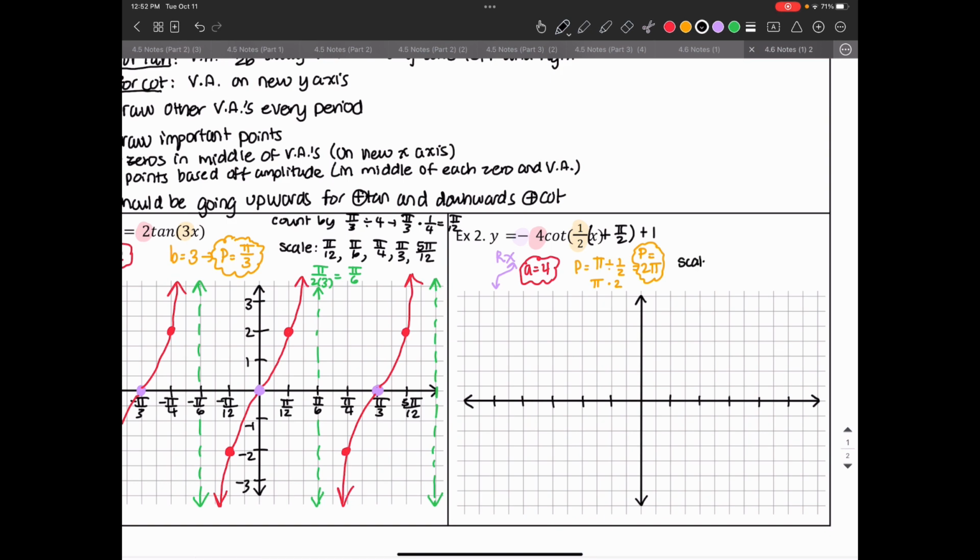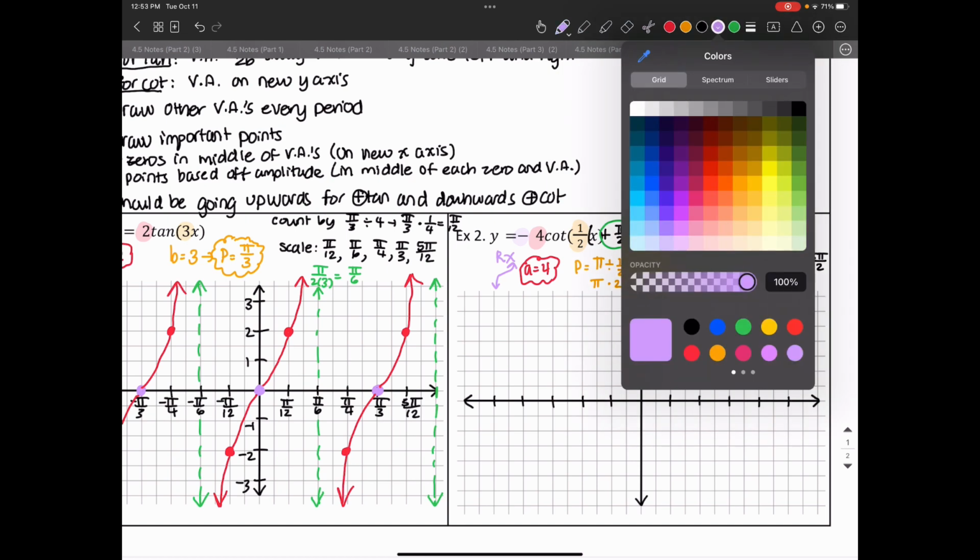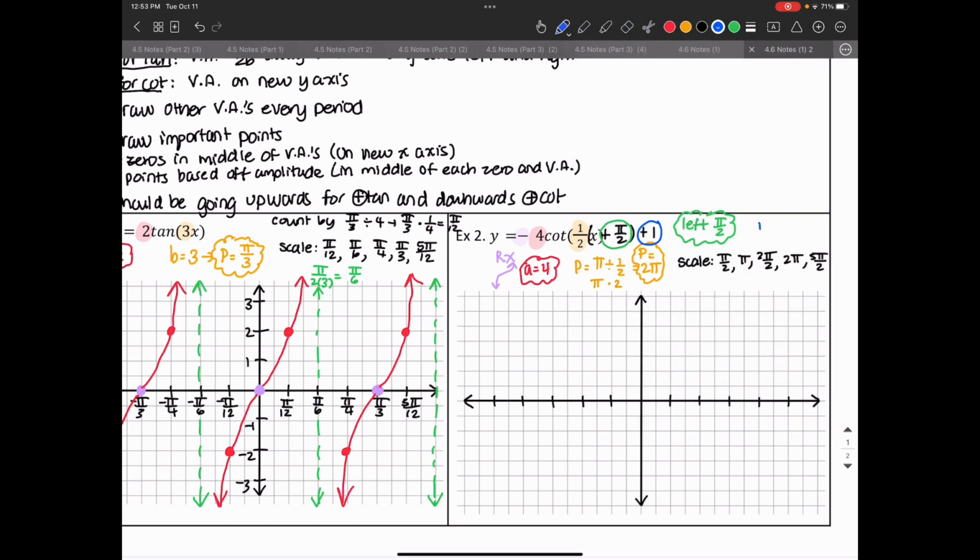So the scale is going to be pi over 2, pi, 3 pi over 2. So we've done that so many times. This is 2 pi over 2. This is 4 pi over 2, and those simplify. But I'm counting by pi over 2 for that period length. I also know that if I have plus pi over 2 inside, I'm going to be going left pi over 2. That's something I need to keep in mind. And I'm also going to be going, because I have this plus 1 on the outside, up 1.